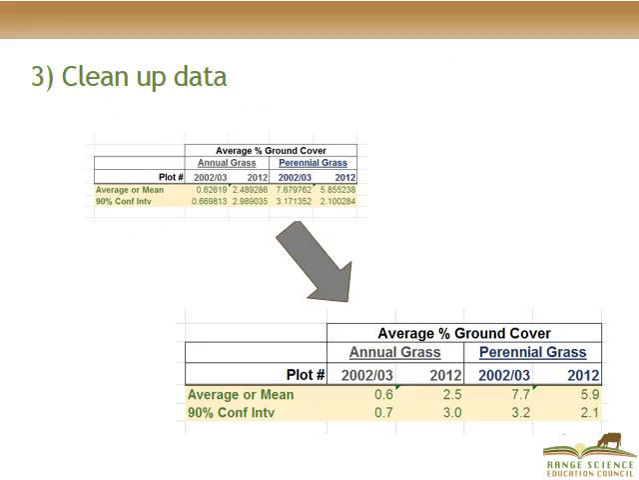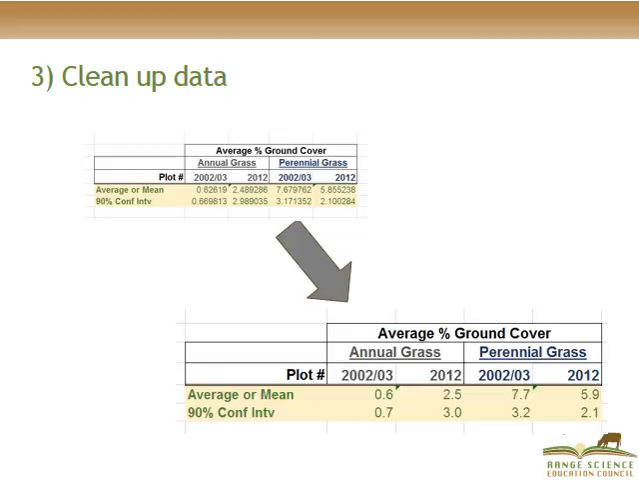So the next step would be to clean up the data. This is where significant digits comes in. Again, in the first table I had 4 or 5 units beyond the decimal point. That's really unrealistic since we measured plants as a percent.